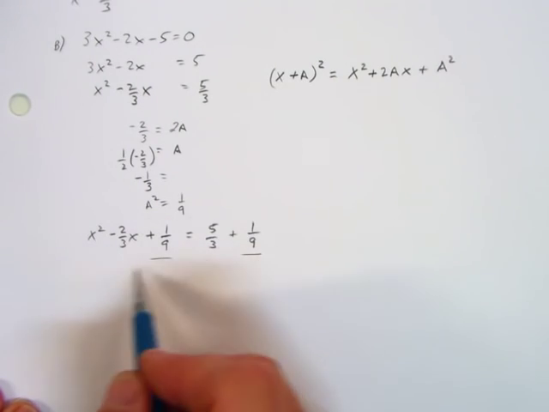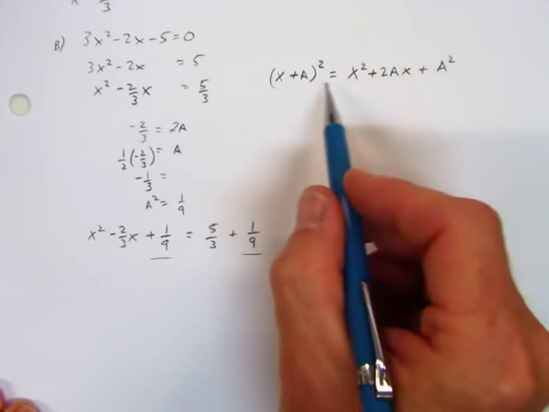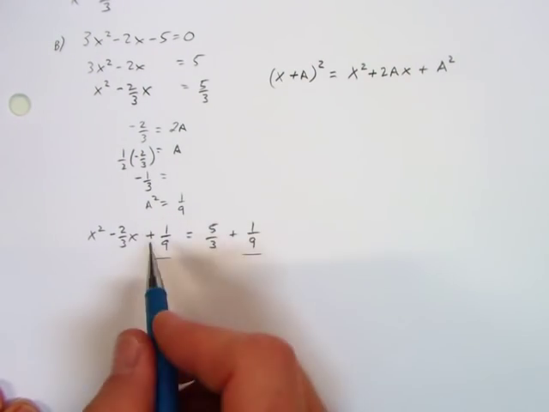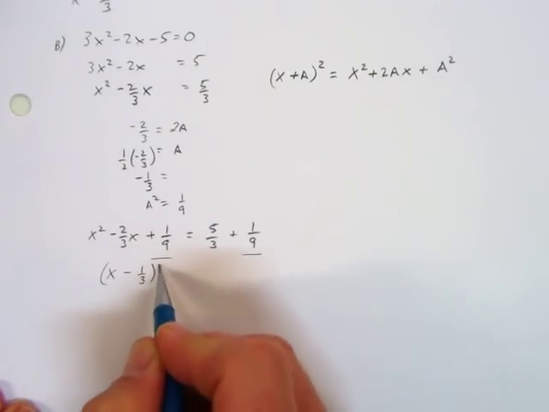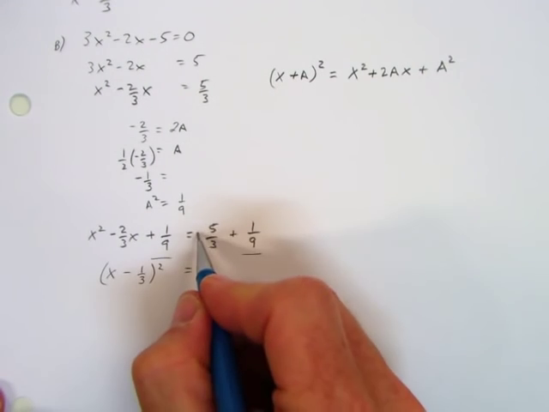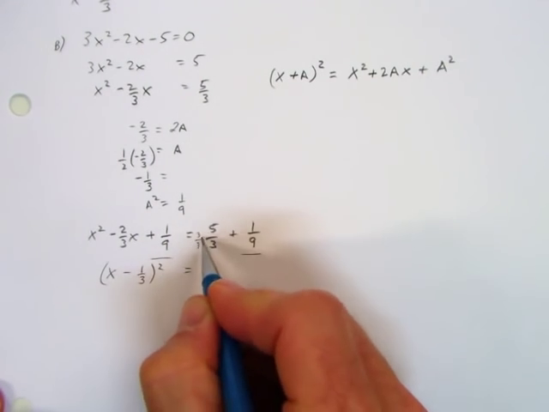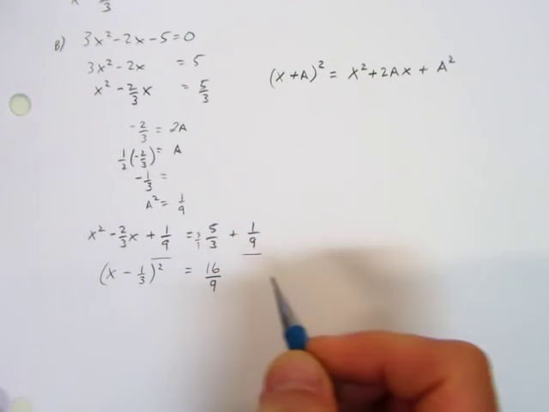Now we can factor this left side, and we know it factors to x plus a squared. So this is going to be x minus 1/3 quantity squared equals, and we can combine these together. We had multiplied by 3 over 3. So we would have 15 plus 1, which would be 16, all over 9.